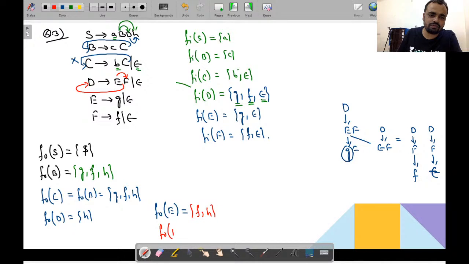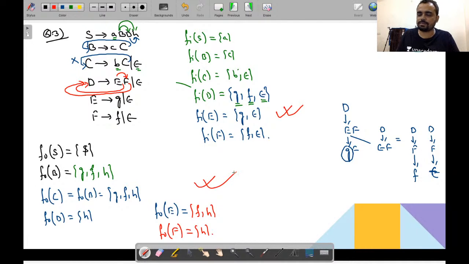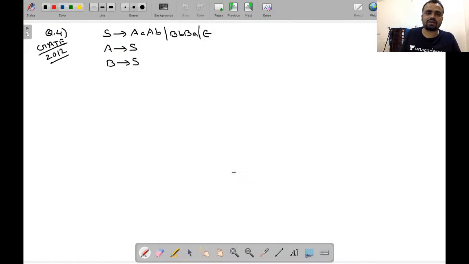Similarly, find out the follow of F. So my dear friends, what is the follow of F? The follow of F is equal to follow of D, so that is nothing but H. Got it? So this will be the right answer. This is the first set and these are the follow sets. Got it? So let's solve this numerical.